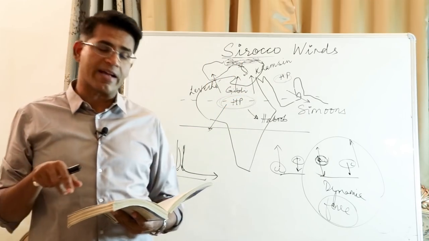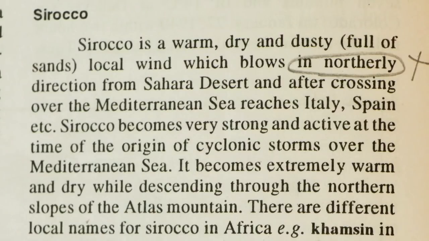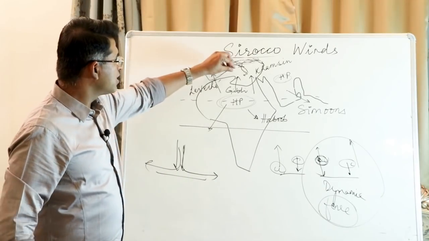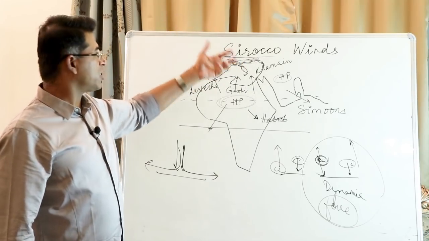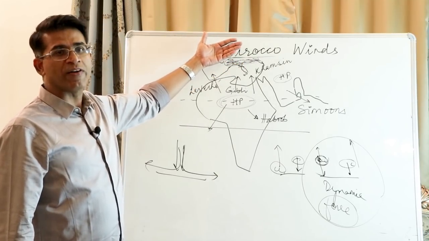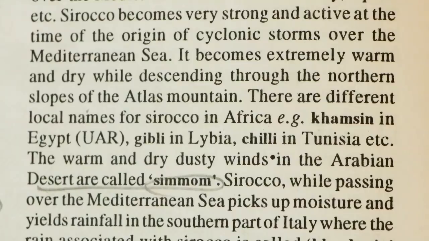You name the winds from where they come. So winds which blow in southerly direction from the Sahara Desert, and after crossing over the Mediterranean reach Italy, Spain, etc. Sirocco becomes very strong and active at the time of origin of cyclonic storms over the Mediterranean Sea. So if the Mediterranean has cyclonic storms, this wind can take a lot of moisture and rain along the coasts of Italy. And what we have mentioned here is, it becomes extremely warm and dry while descending through the northern slopes of the Atlas Mountains.